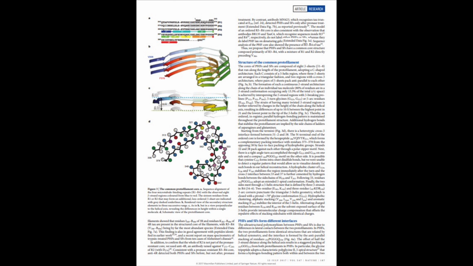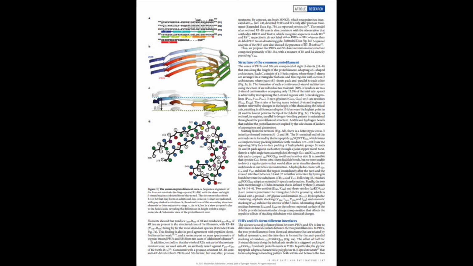In addition, to confirm that R2 is not part of the pronase-resistant core, we used anti-4R, an antibody raised against V275 to C291 of R2, with D279. In agreement with a pronase-resistant R3, R4 core, anti-4R detected both PHFs and SFs before, but not after pronase treatment. By contrast, antibody MN423, which recognizes tau truncated at E391, detected PHFs and SFs only after pronase treatment. Extended data figure 7B, as reported previously.